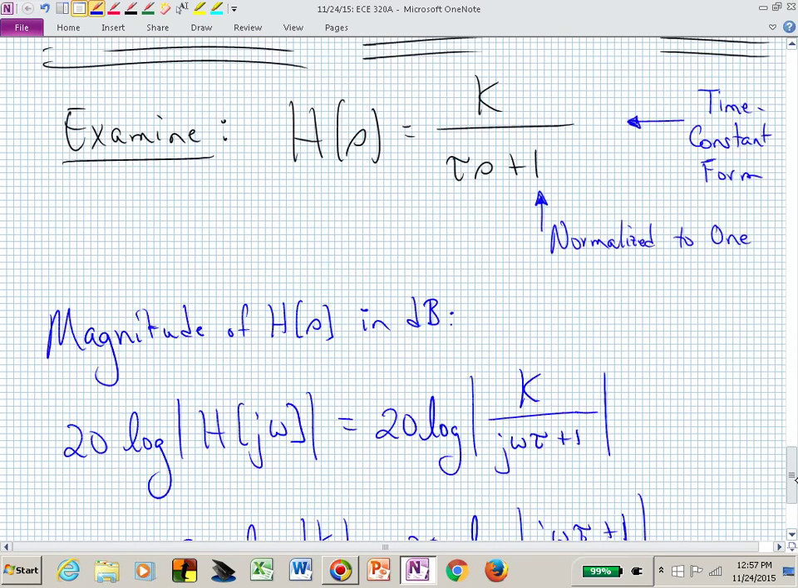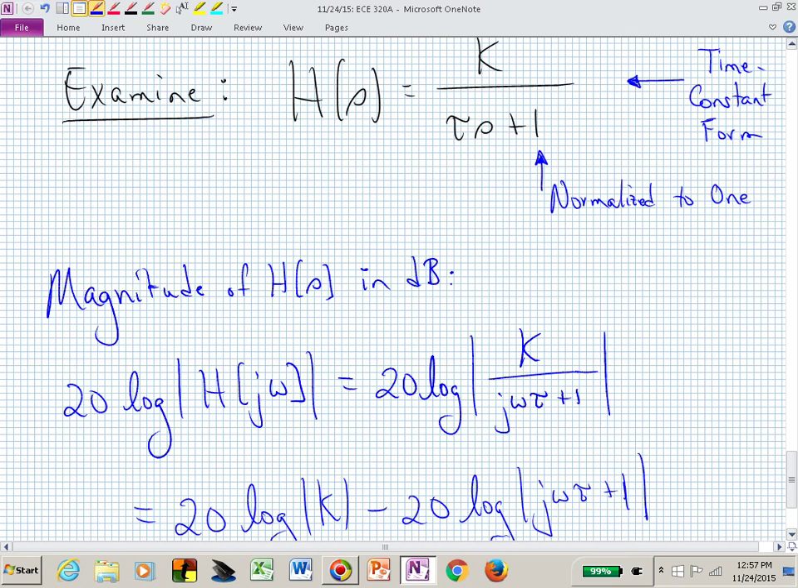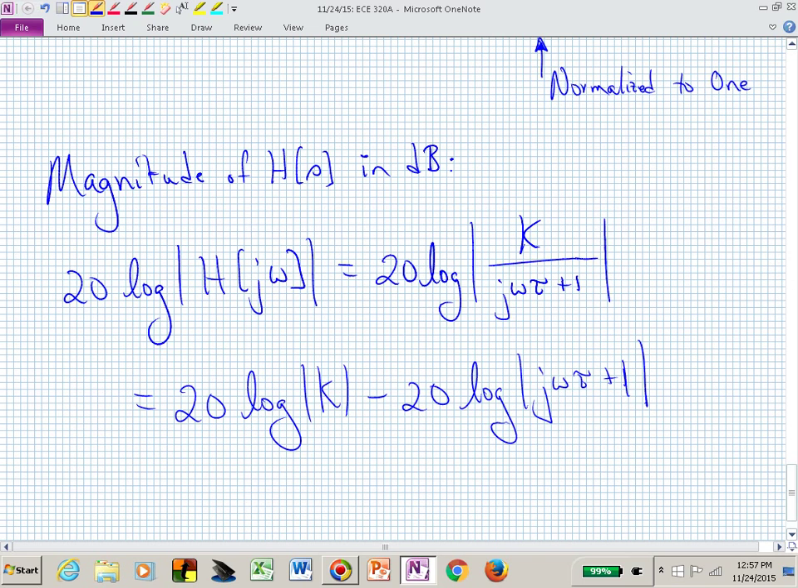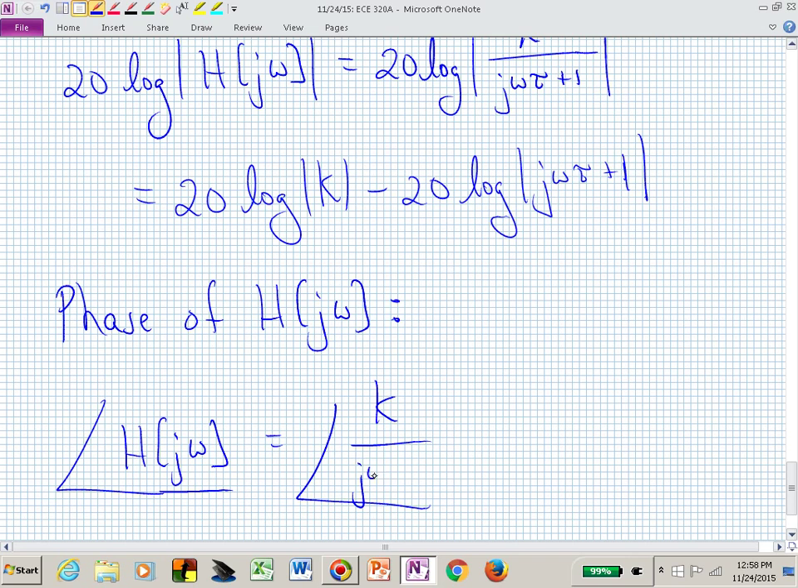So now in this particular transfer function, k over tau s plus 1, we have two terms. Do you see where I have the two terms due to the magnitude? I have a term due to the constant, and I have a term due to the pole factor. And we can do the same breaking up into factors if we looked at the phase of h of j omega. In this case, I'm looking at the phase of h of j omega, which is now the phase of k over j omega tau plus 1.